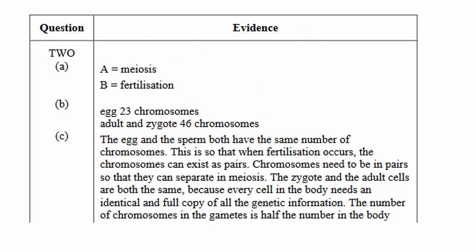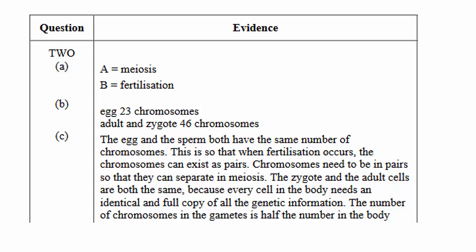So the answer here is that the egg and sperm both have the same number of chromosomes. This is so that when fertilization occurs, the chromosomes can exist as pairs. The chromosomes need to be in pairs so they can separate in meiosis. The zygote and the adult cells are both the same because every cell in the body needs to have an identical and full copy of the genetic information.